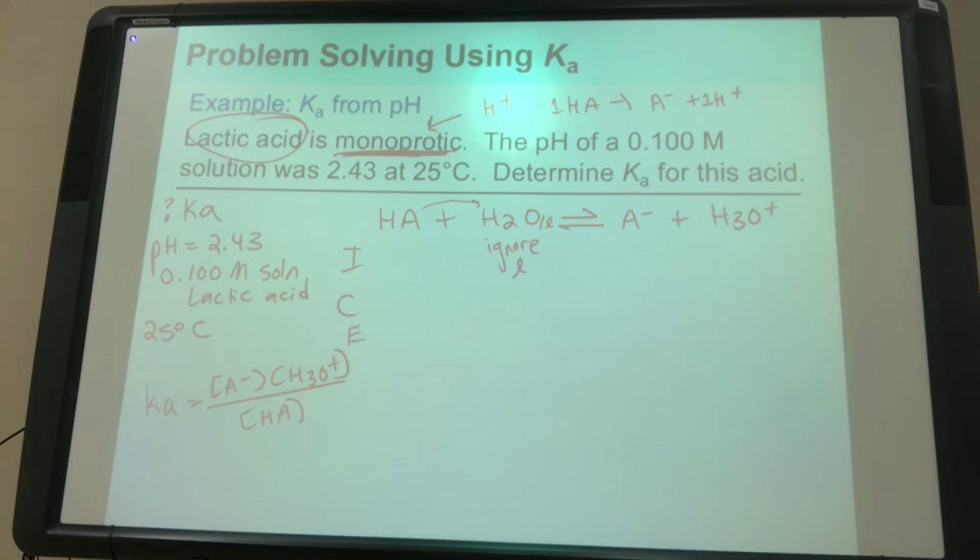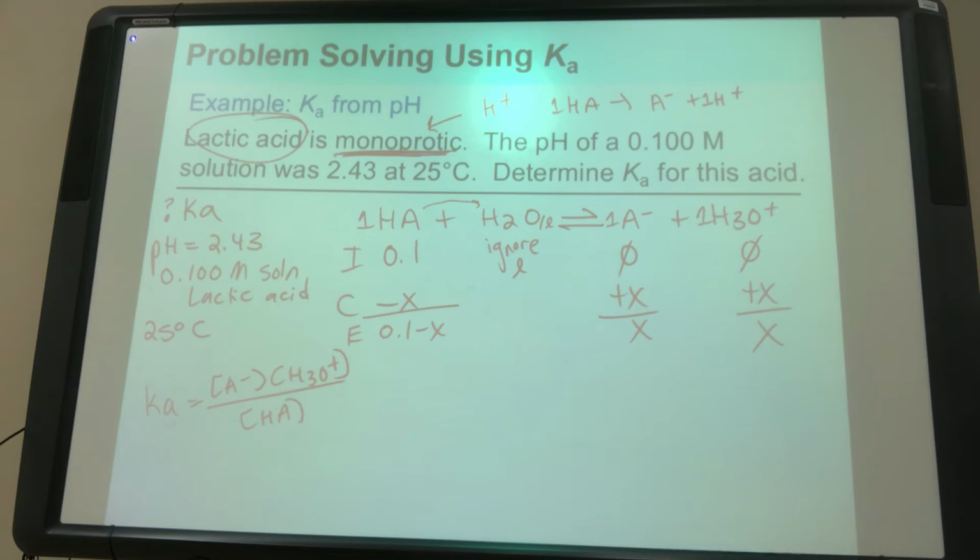So let's do my ice table. Initially, I have 0.1. Ignore my water. This is 0, this is 0. Now, here's the nice part. Because it's an acid, these are always going to be 1-to-1s. So this is always negative X, positive X, positive X, because that's a 1, that's a 1, that's a 1. So it's 0.1 minus X, X, X.